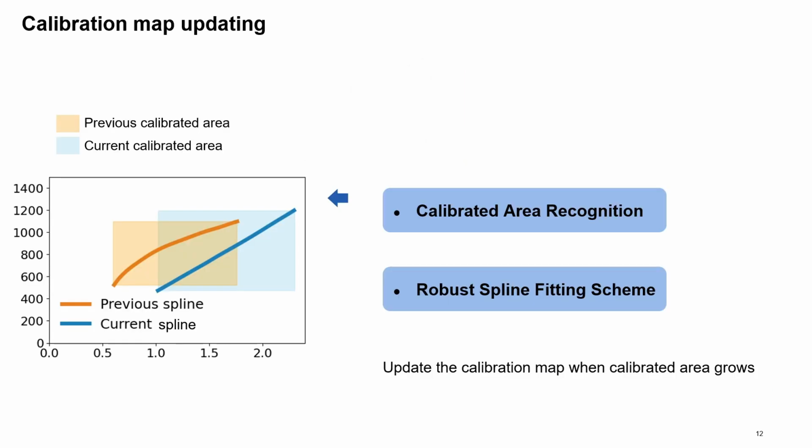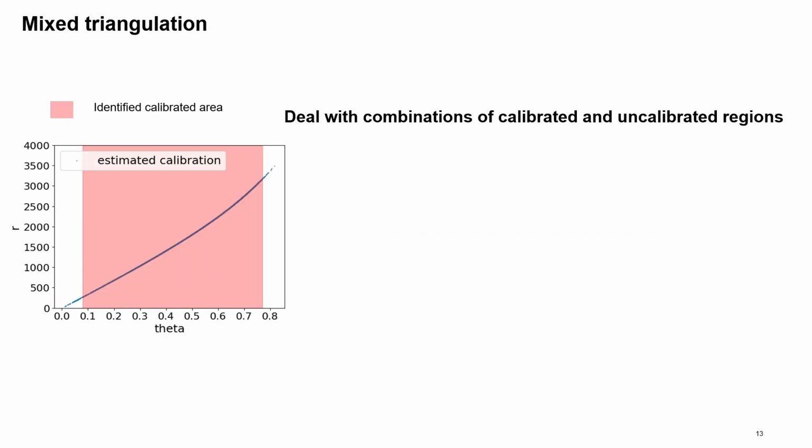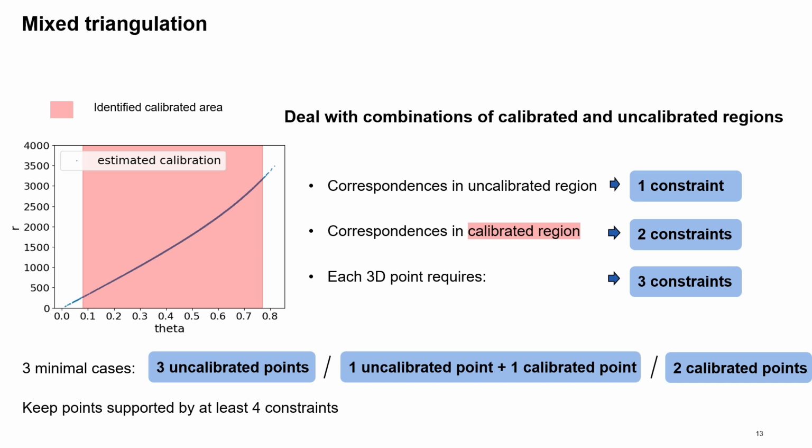Now, with the pointwise calibration map recovered, we need to consider calibration map updating. On top of previously mentioned calibrated area recognition, we also need to robustly fit the spline. We adopt RANSAC sampling scheme for the control point selection. The calibration map is updated when calibrated area grows. We need to deal with combinations of calibrated and uncalibrated regions during both triangulation and bundle adjustment. For triangulation, we iterate through all possible cases that meet the 3 constraints requirements and keep the points supported by at least 4 constraints.